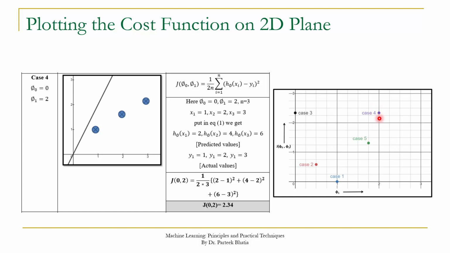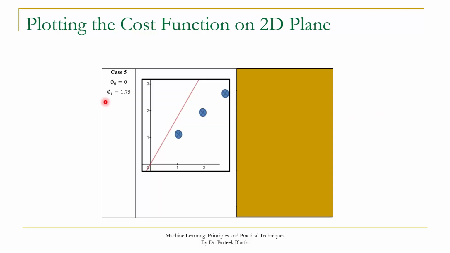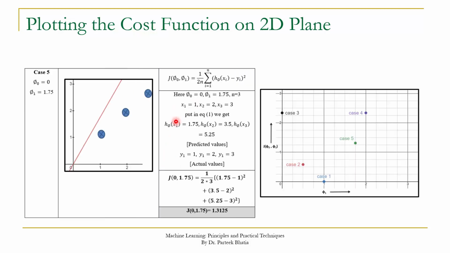Let us discuss the final case, that is case 5. Here constant is 0 and slope is 1.75. Let us solve it. Here the straight line will appear like this. For 1 it is 1.75, for 2 it will be 3.5, and for 3 it will be 5.25. If you solve all these values, the value of cost function will be 1.3125.